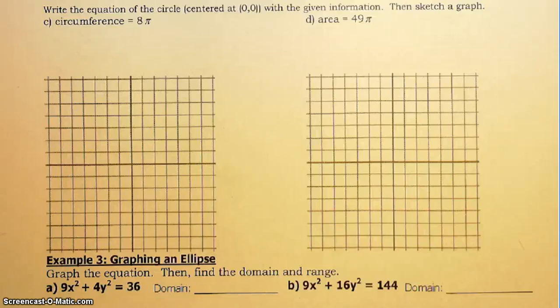Welcome back, everybody. This is part 2 of the notes, or the back of the notes, starting with example C. Directions: write the equation of a circle centered at 0, 0 with the given information, then sketch the graph. We're going to get a little more tricky now. Now we're going to give you the circumference.